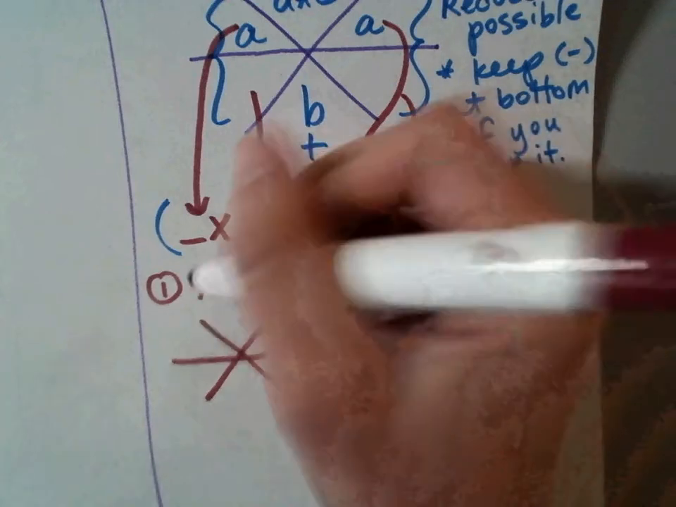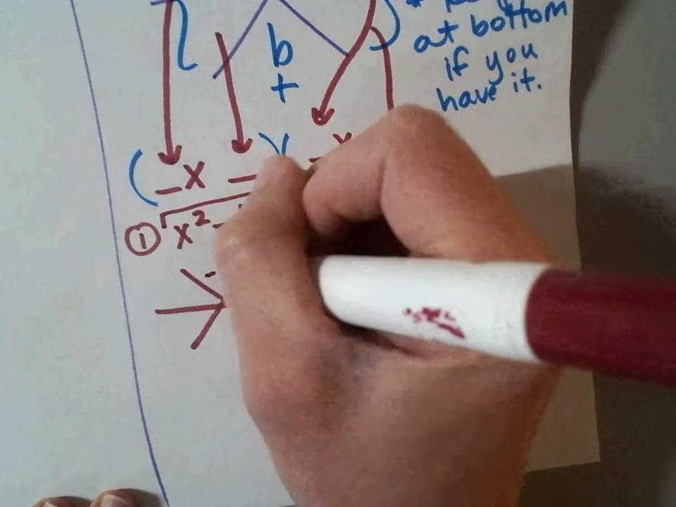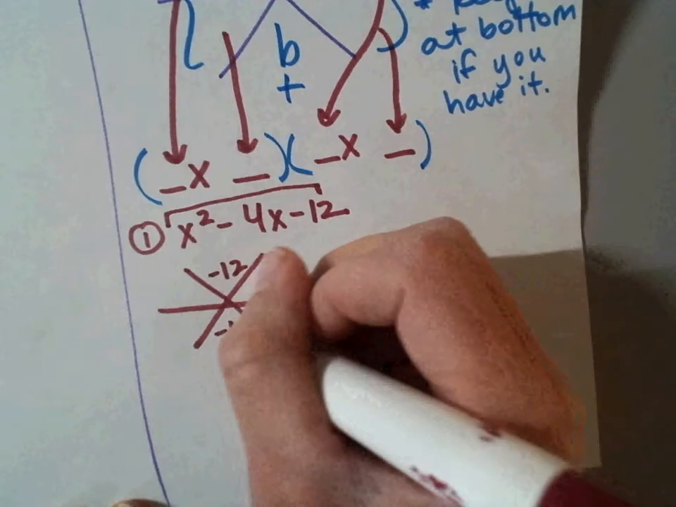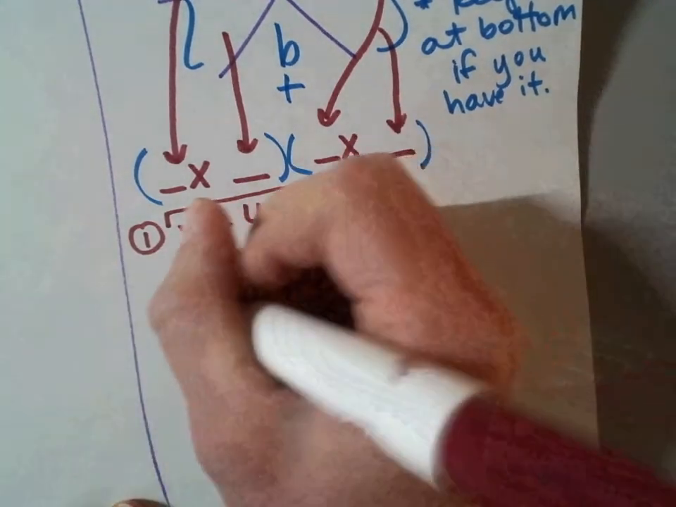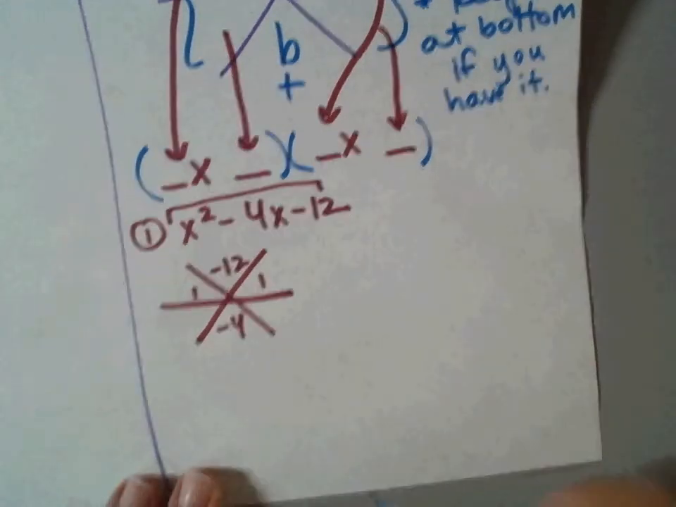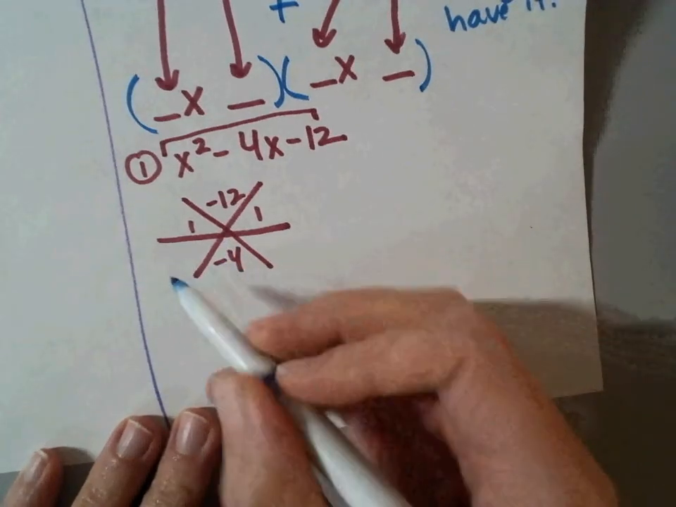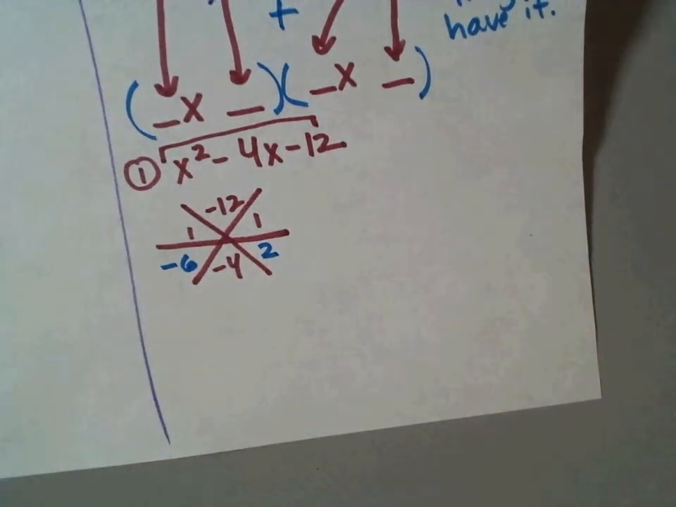What's your first times your last? What's 1 times negative 12? Negative 12. Make sure you have a negative there. Bottom number's the B. What's the B? Negative 4. Top number is 1 and 1 because your A is 1. You've got to think of two numbers that multiply to negative 12 and add to negative 4. So 6 and 2, and which one's going to be negative if you need to get negative 4? The 6. Okay, so negative 6 plus 2 makes negative 4.